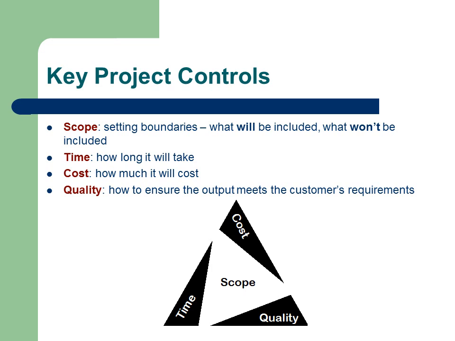Key project controls. Scope, time, cost and quality are called the key project controls. This is because they all interact and influence each other. If one of the controls changes during a project, then at least one of the other controls must also change.